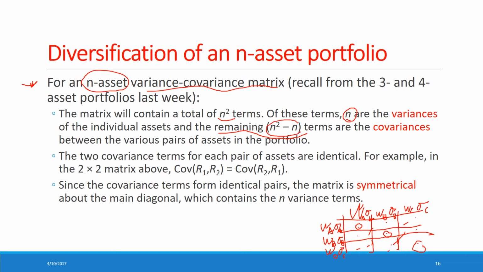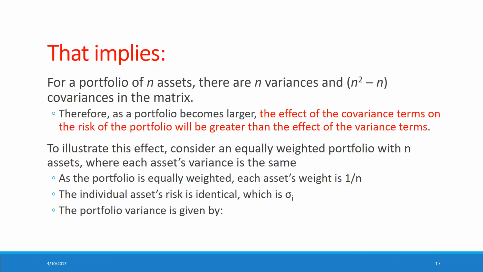From the n squared minus n covariance terms, we have n squared minus n divided by 2 pairs, because for any variance-covariance matrix, we will be able to identify identical pairs of covariances. So for a portfolio of n assets, we will see that as the number of assets becomes larger, the effect of the covariance terms on the total risk of the portfolio will increase, and it will dominate the effect of the variance terms.